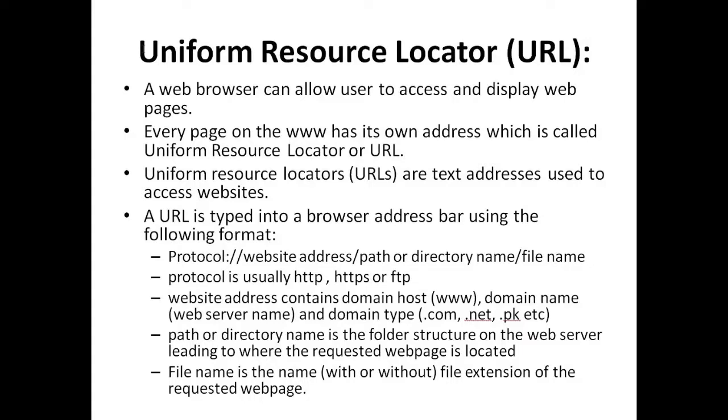Next thing we have is Uniform Resource Locator, or URL. A web browser can allow users to access and display web pages, and every page on the WWW has its own address which is called its URL, or Uniform Resource Locator. A Uniform Resource Locator is a text address that is used to access a certain website.